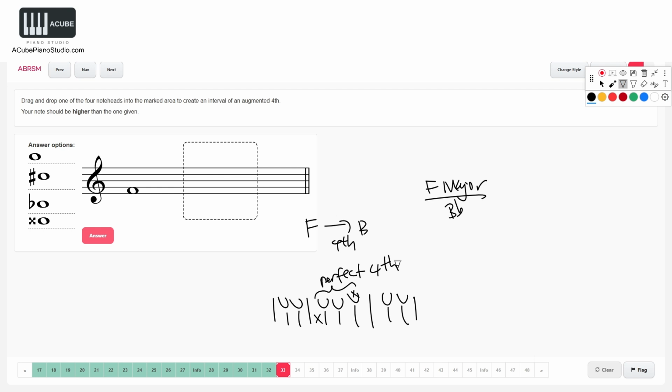Do we want perfect fourth? No, we want augmented fourth. So augmented fourth means your interval is one semitone wider. So to make it further away from this note here, you will go to the right. So it should be B. So F to B will be augmented fourth because F to B flat is perfect fourth. So to make it augmented, one semitone higher, it becomes B. So no sharp, no flat, just go to B.